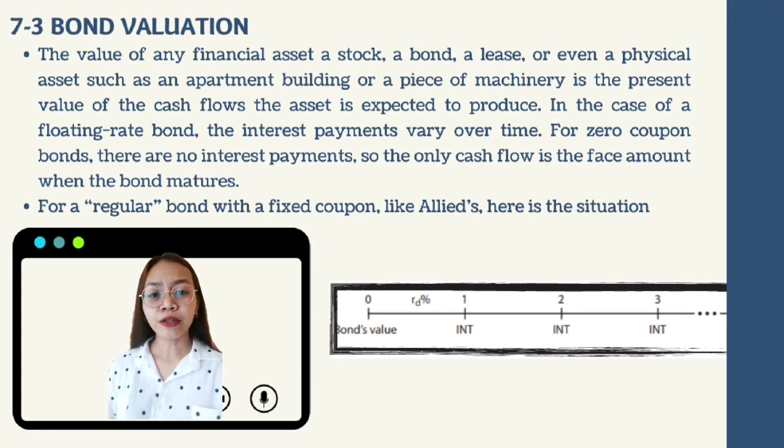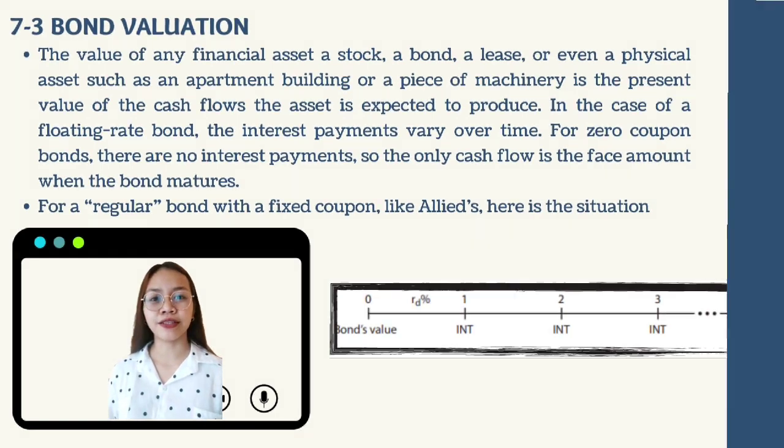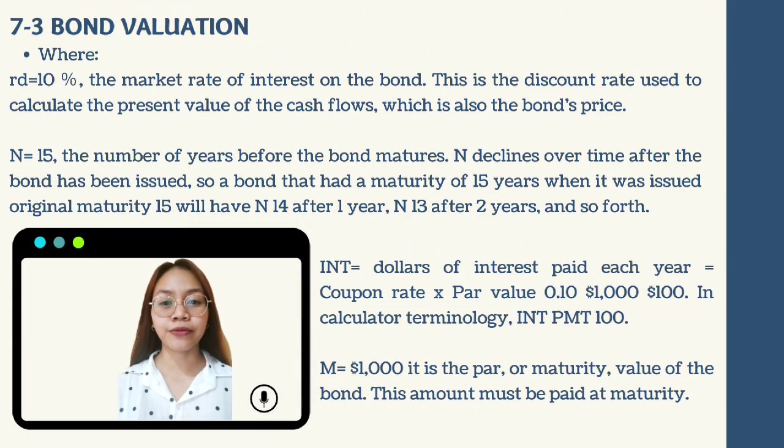So, bond valuation is a technique for determining the theoretical fair value of a particular bond. Bond valuation includes calculating the present value of a bond's future interest payments, also known as its cash flow, and the bond value upon maturity, also known as its face value or par value. For a regular bond with a fixed coupon like Allied, rd is equal to 10%, the market rate of interest on the bond. This is the discount rate used to calculate the present value of the cash flows, which is also known as the bond price.